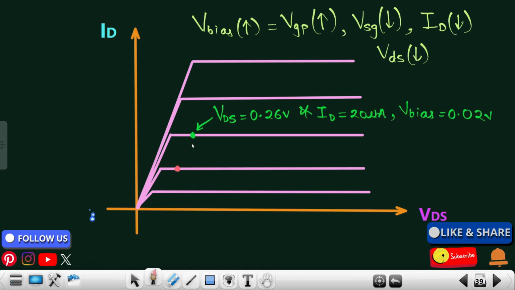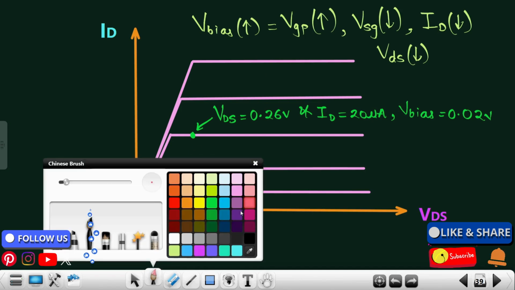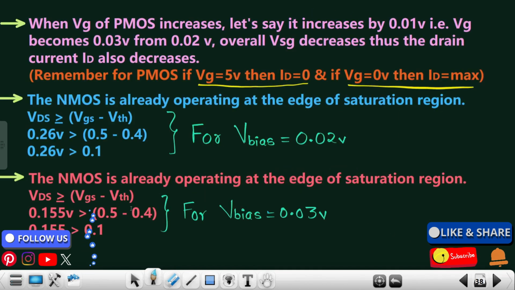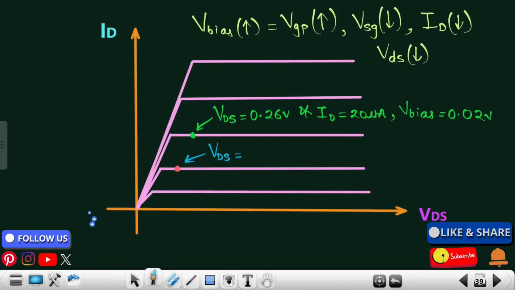So you see, this is how I'm going to frame it over here. My ID decreased from 20 microampere to, let's say, 19 microampere, or 18 microampere, whatever that value is. We don't need to focus on that. So as my ID decreased, I'll put the value of ID somewhere over here. And then we also said that along with ID, my VDS also decreased. So your operating point will shift downward to the left side, somewhere over here. Getting this particular point is very, very important, guys. So I'll just frame it over here. This is the value of VDS, and over here VDS is 0.155.